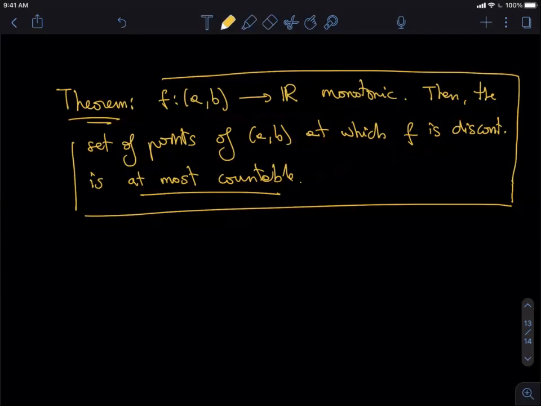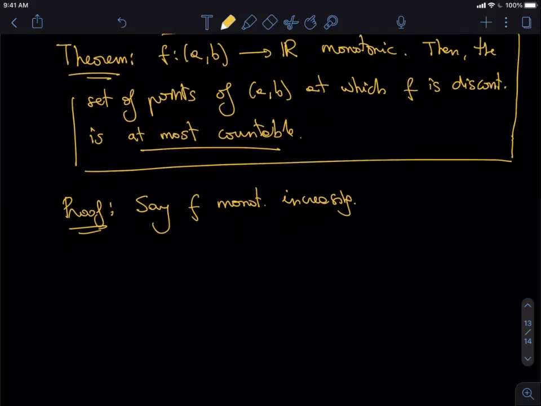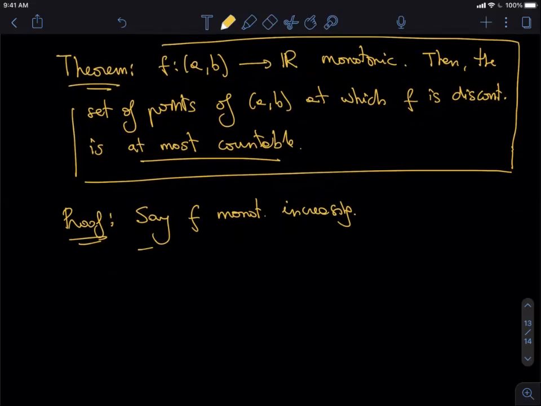Now, monotonic means either increasing or decreasing. So let's say f is monotonically increasing. And let's define E as the set of points where f is discontinuous. I'm being a bit informal here.